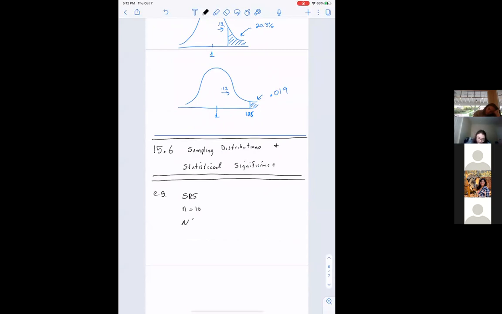It's a normal population with a mean mu of 25 and a standard deviation of 7. So I took an SRS of size 10 from a normal population whose mean was 25 and sigma was 7. I did this 1,000 times. So I took 1,000 samples of size 10 each.